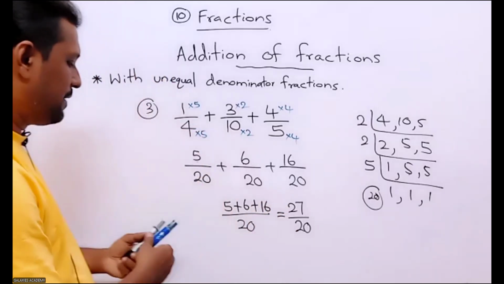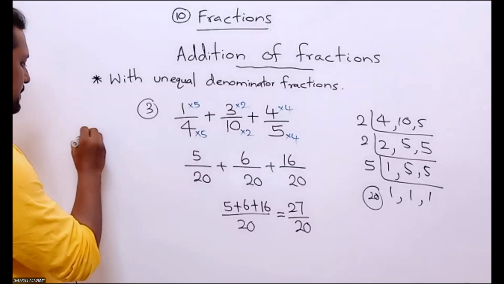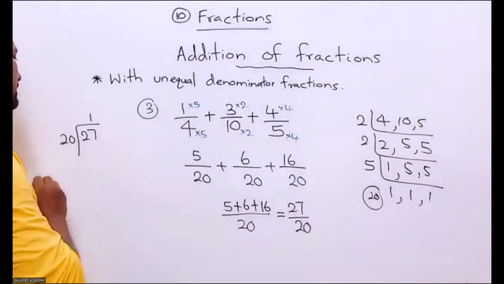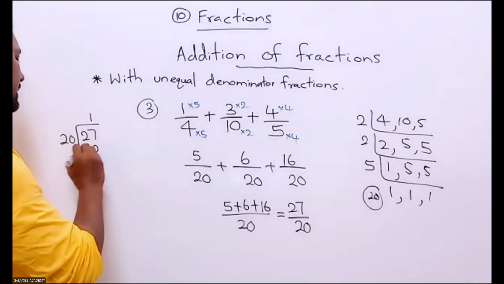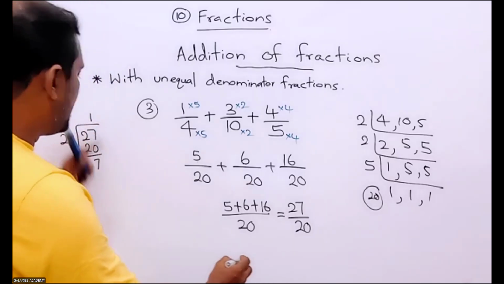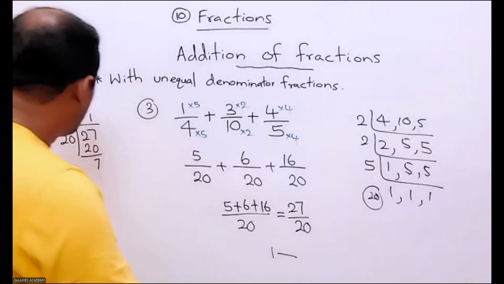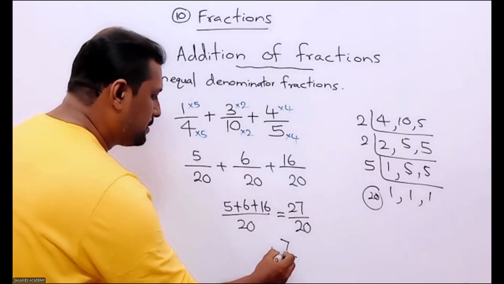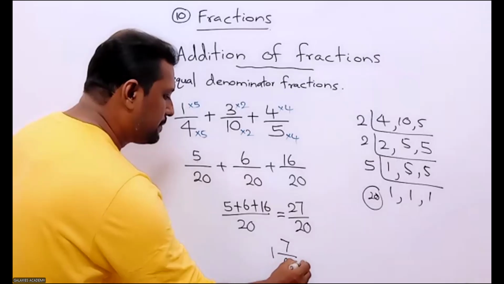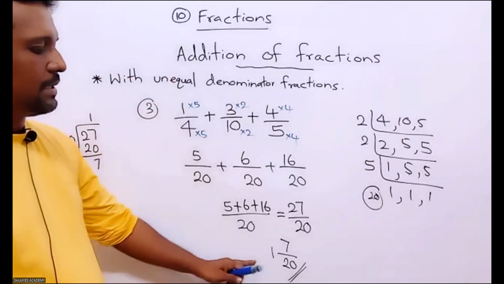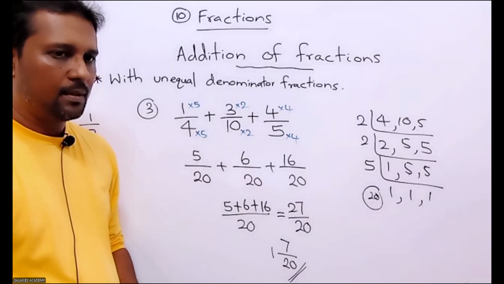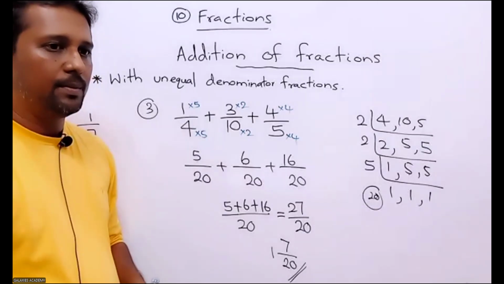27 you have to divide by 20. 1 times 20, 20. Remaining 7. 1 is the whole number, 7 is the numerator, 20 is the denominator. So the answer is 1, 7 over 20. Right? 1, 7 over 20.